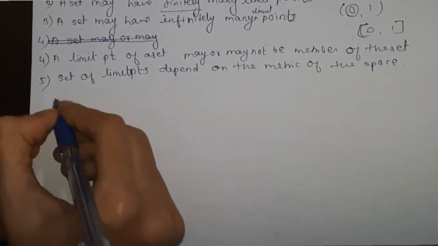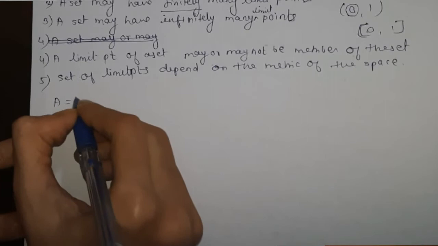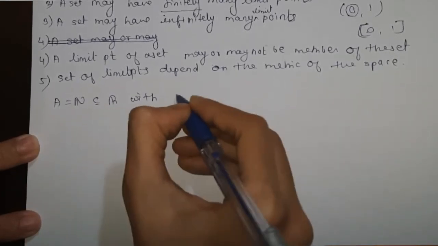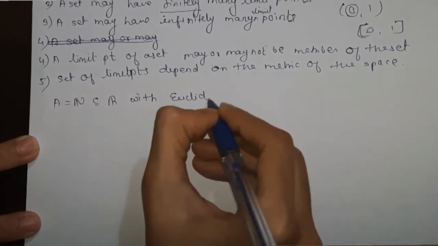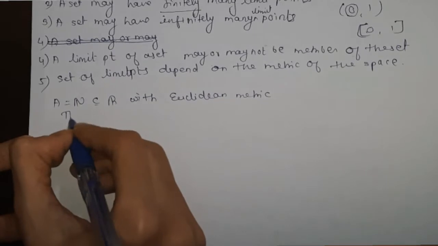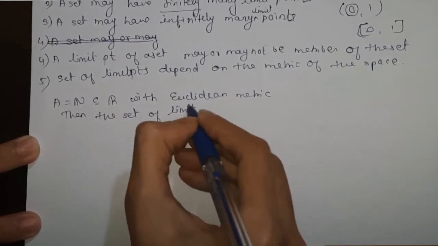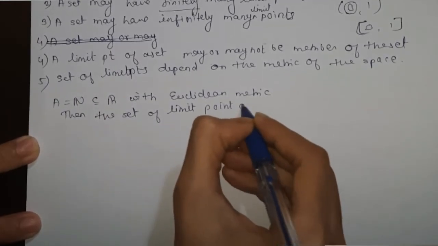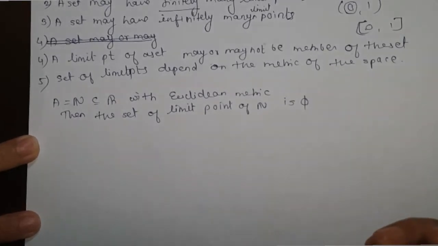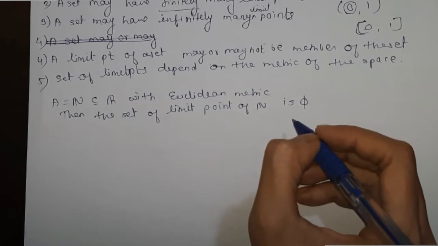Means if you take A equal to the set of natural numbers, which is a subset of R, with the Euclidean metric, then the set of limit points of N is empty. Means we don't get any limit point of this set.